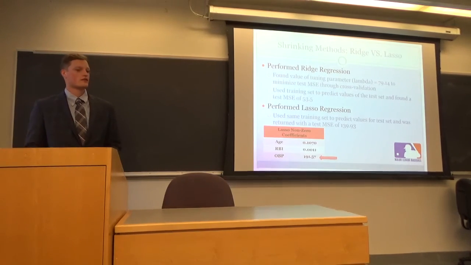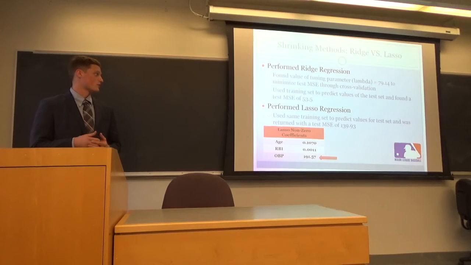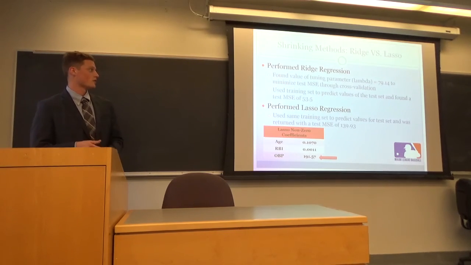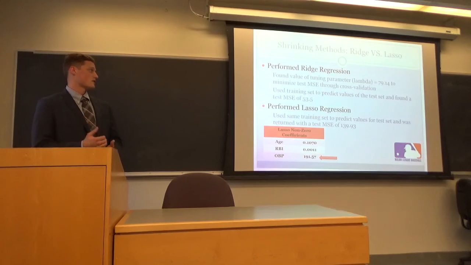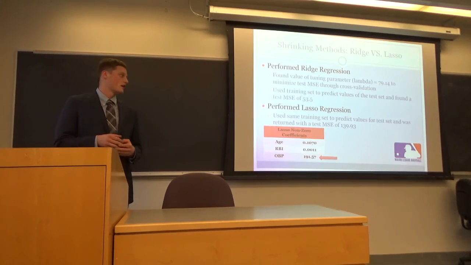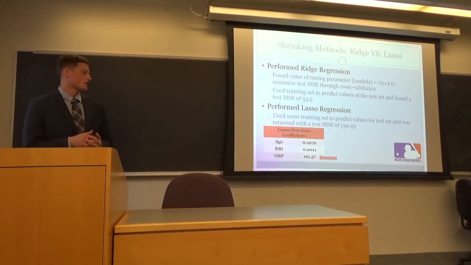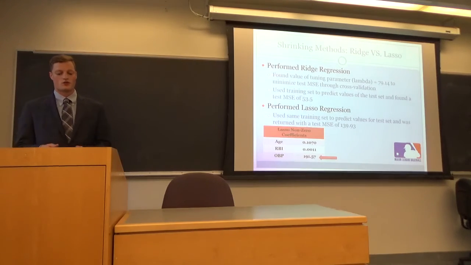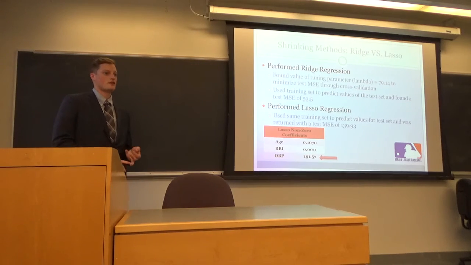And then just some shrinking methods. I wanted to see which models we should use in the future. So we found that both Ridge and Lasso are pretty good at explaining the variation in wins. From Ridge regression, we found that it actually had the best test MSE, so essentially it explained the variation in wins the best on the test set. And we've also found in Lasso regression that the key variables of use in hitting were the age of the player, RBIs, and then on-base percentage.